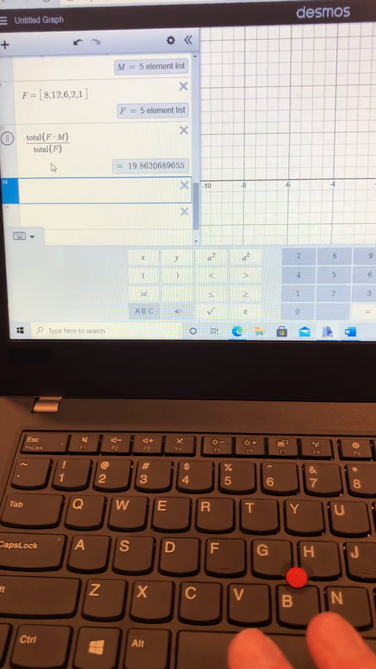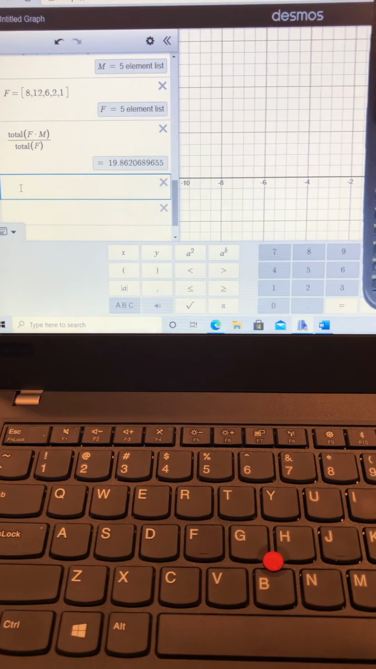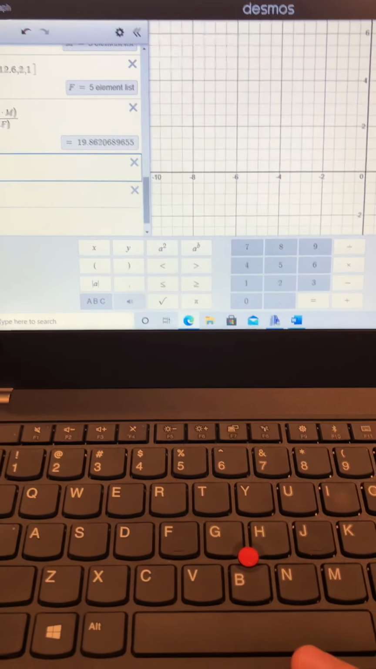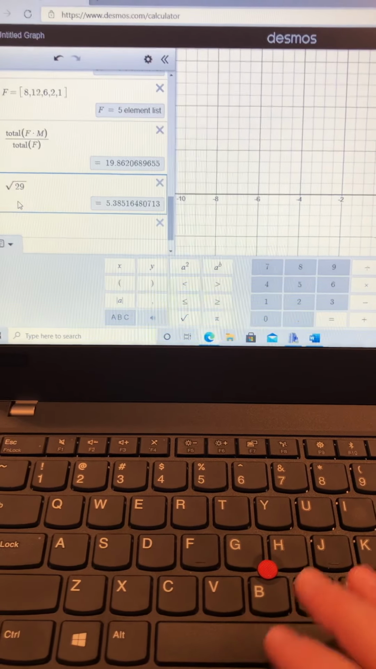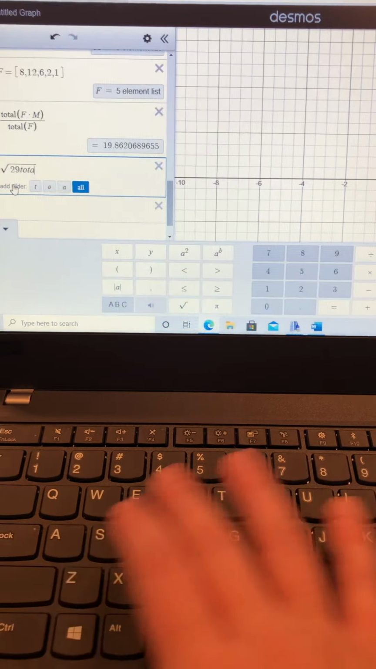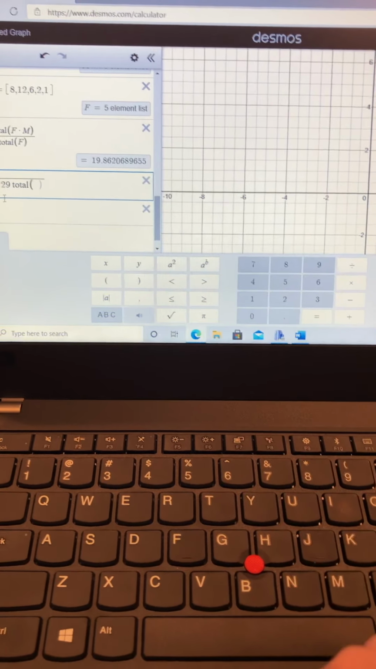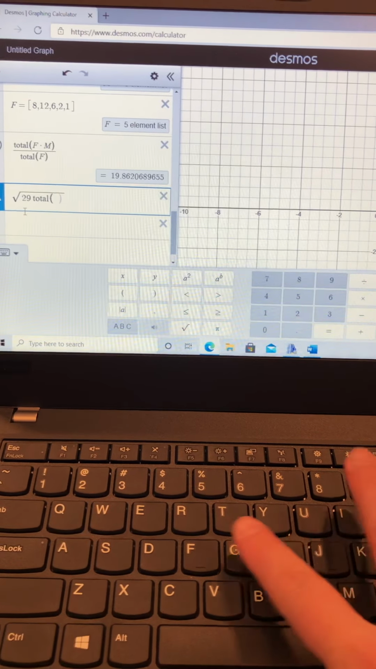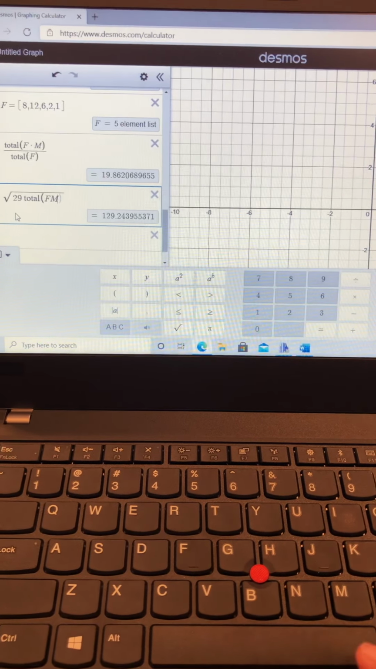So n's 29. Okay, so what we're going to do is type in the square root of n, which I'm pretty sure is 29, times your total. Again, you can't use sum, that's the summation, like 1 to some number. Your total of your frequency times your m, and the m's are squared.